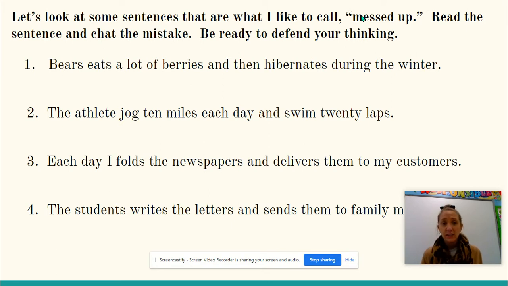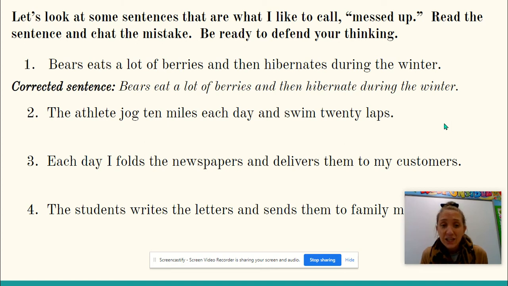Verbs are actions. Bears eats. Well, eat should be left alone, so why is there an S there? That's what's wrong. It shouldn't be bears eats, and that doesn't even sound right. It should just be bears eat a lot of berries and then hibernate during the winter. Remember, if your subject is plural, you do not need an S at the end of your verbs.